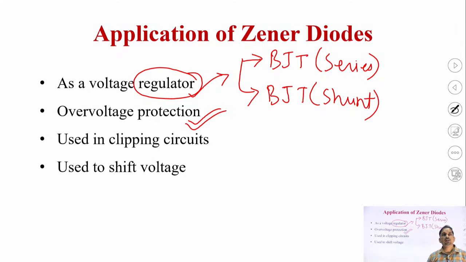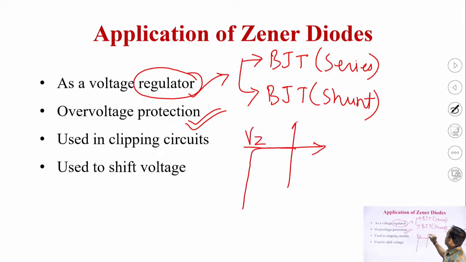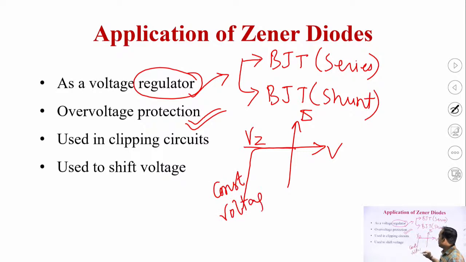How can we utilize this Zener diode? As we are aware, in the reverse bias region, when the reverse voltage exceeds this Vz, what happens? It will behave as a constant voltage. Only the current increases here, but the voltage will not increase. So it can be used as an over voltage protection.